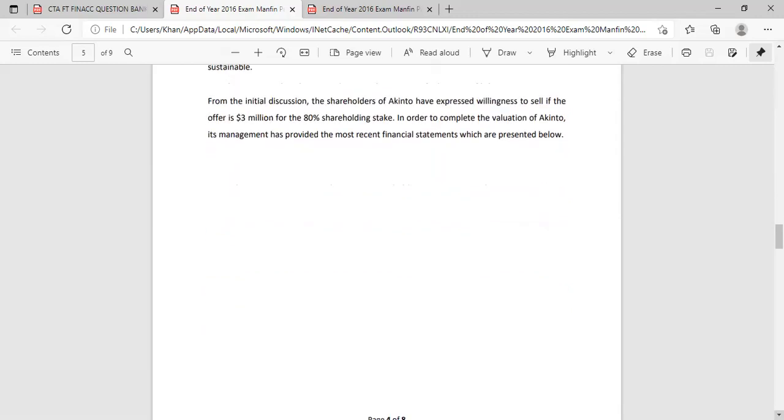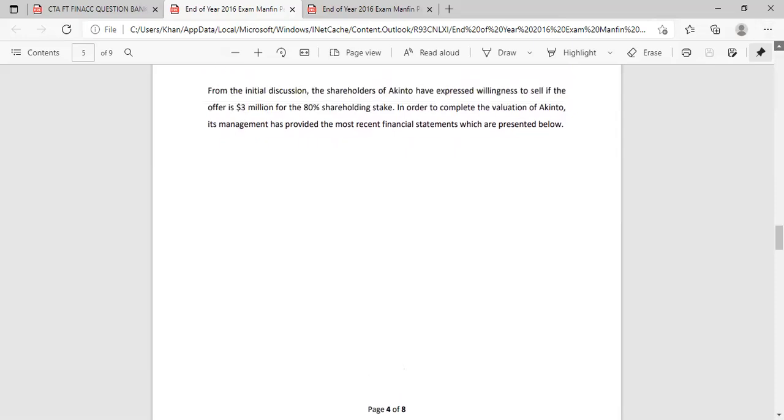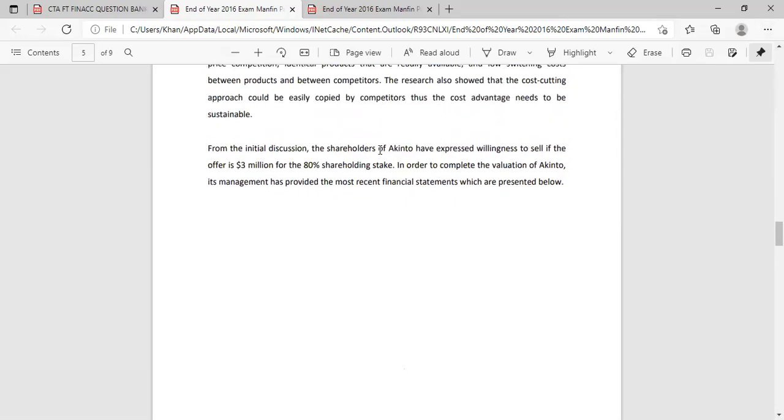Okay, so from the initial discussion, the shareholders of Akinto have expressed willingness to sell if the offer is $3 million for the 80% shareholding stake. In order to complete the valuation of Akinto, its management has provided the most recent financial statements, which are presented below. So here you can see they will sell 80% to Selena if Selena pays $3 million. So obviously what Selena is going to have to work out is whether $3 million is worth it.